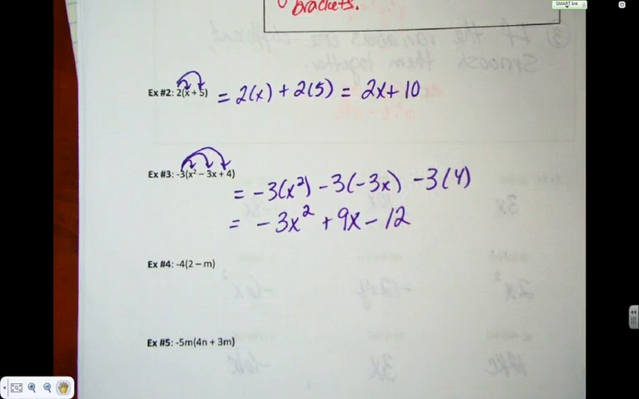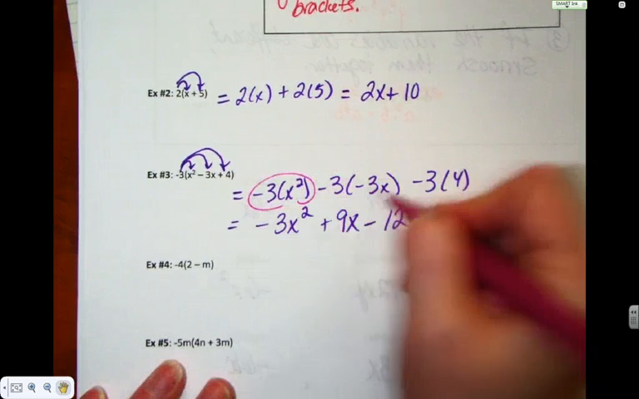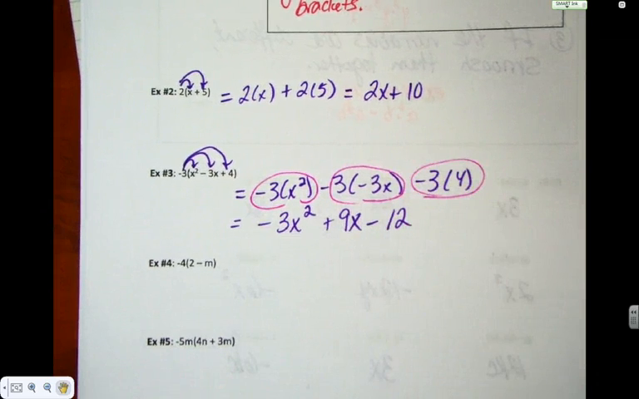For some visual people and right brain people, if you have trouble seeing, try just circling the terms, because sometimes it's a little bit easier to see what we're multiplying there.